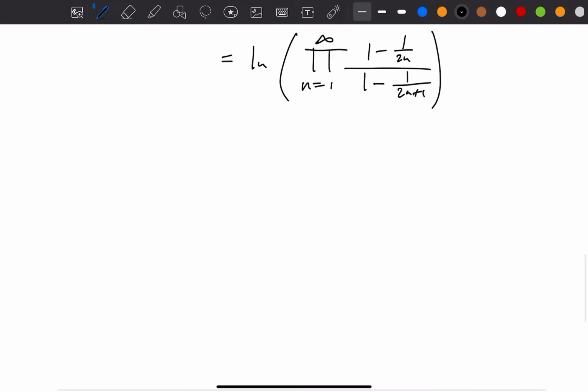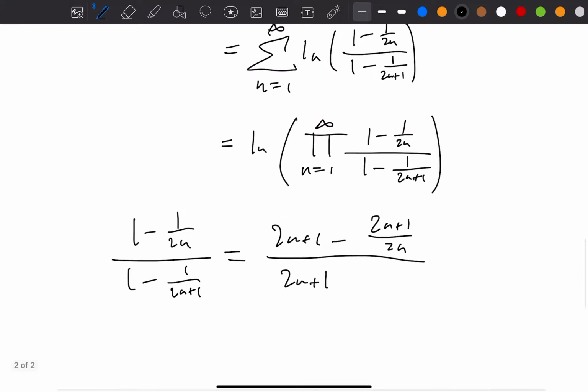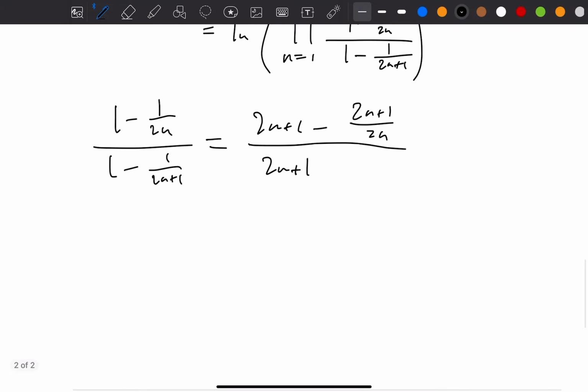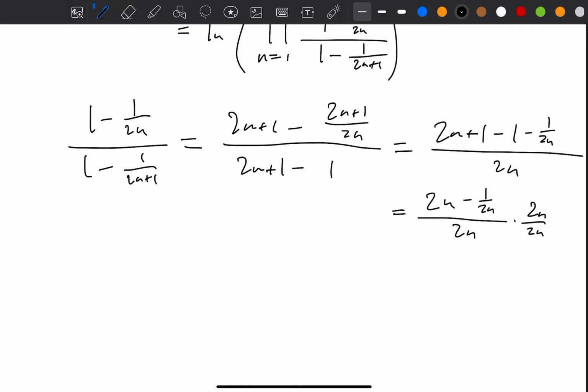Alright, now I'm just going to take a look at this inside and try to simplify it. I'm going to multiply the top and bottom by 2n plus 1, so we get (2n plus 1 minus (2n plus 1) over 2n). I'm going quickly here because if you understand the rest of this, this should all make sense. But okay, yeah, further, (2n plus 1 minus 1 minus 1 over 2n) over 2n. This leaves us with this. Multiply top and bottom by 2n, and you can get (4n squared minus 1) over 4n squared.